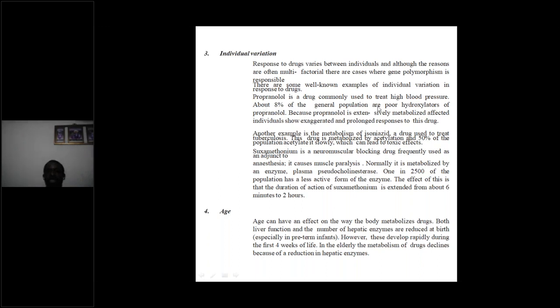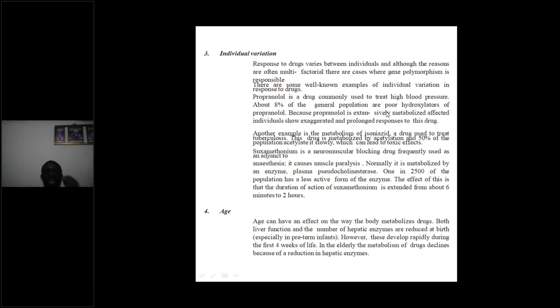Okay, propranolol is a drug used in treating high blood pressure. We say about 8% of the general population are poor hydroxylators of propranolol. So propranolol is extensively metabolized in those individuals. What will happen? Propranolol will show an exaggerated and prolonged response. It is a drug for reducing blood pressure.